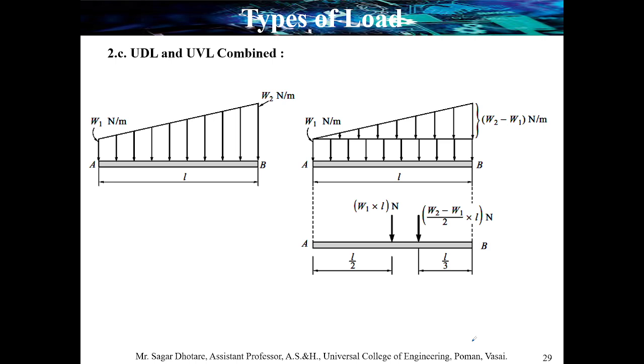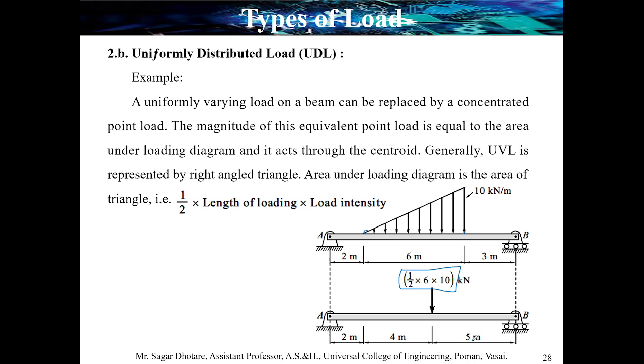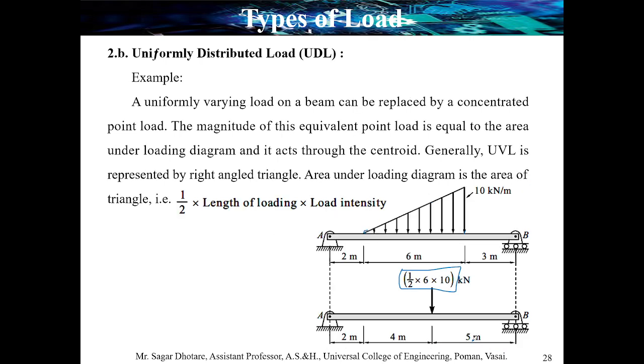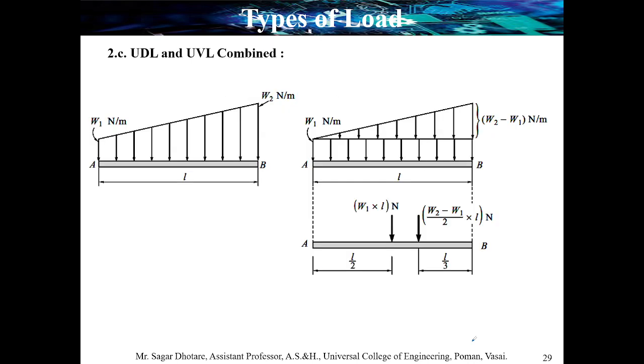The first one was uniform distributed, and the second was uniform variable load. By mistake I said non-uniform. This kind of load is uniformly distributed load, and this kind of form is what we can call uniform variable load. Again I repeat, it's a uniform variable load. So when they are combined, you might be quite confused.